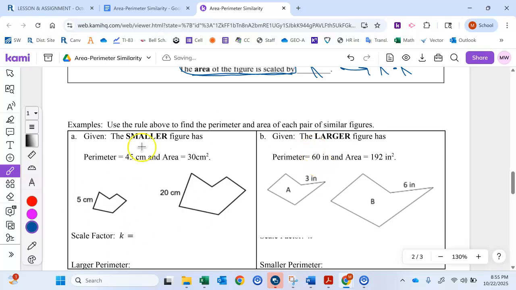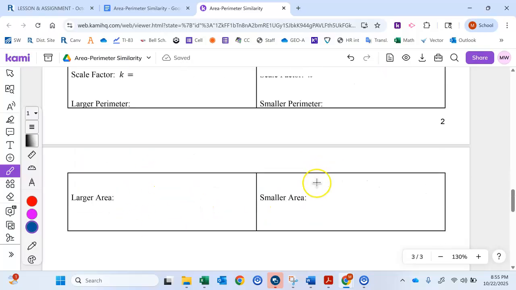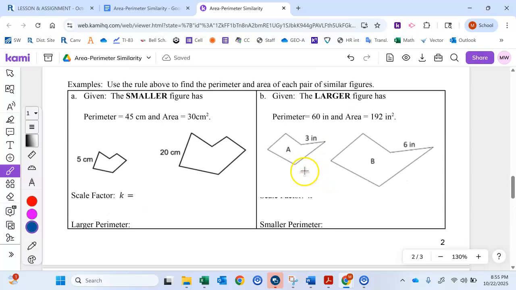Okay, so let's look at some examples right here and do those before you do the assignment, okay? You may want to try it yourself and pause the video and then come back and check it, okay? So one moment, so you may pause it. Okay, so let's look at the first one. We've got the smaller figure. We're told the perimeter is 45 and the area is 30 centimeters squared. It's asking, what is the scale factor?